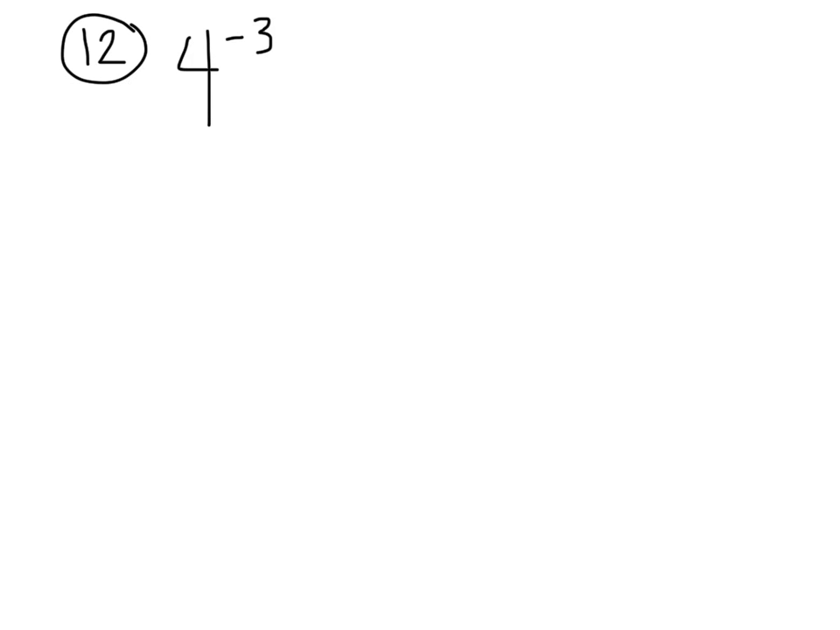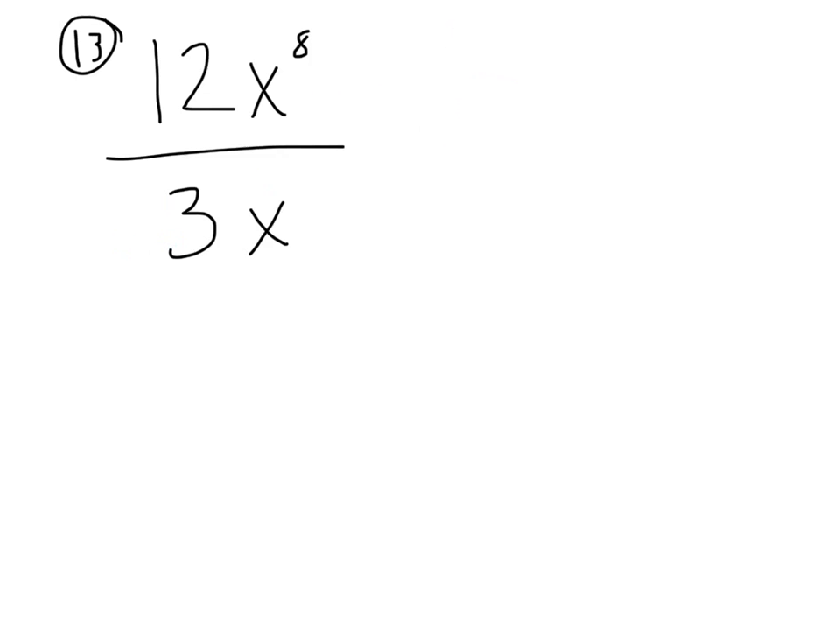Next question, 4 to the negative third power. So I need to simplify this. So I change it to a positive exponent. So I think, okay, 4 to the third power is 4 times 4 times 4. So that answer would be 64. But then I have to find the reciprocal. So my answer is 1 over 64. Next question, number 13, 12x to the 8th over 3x.